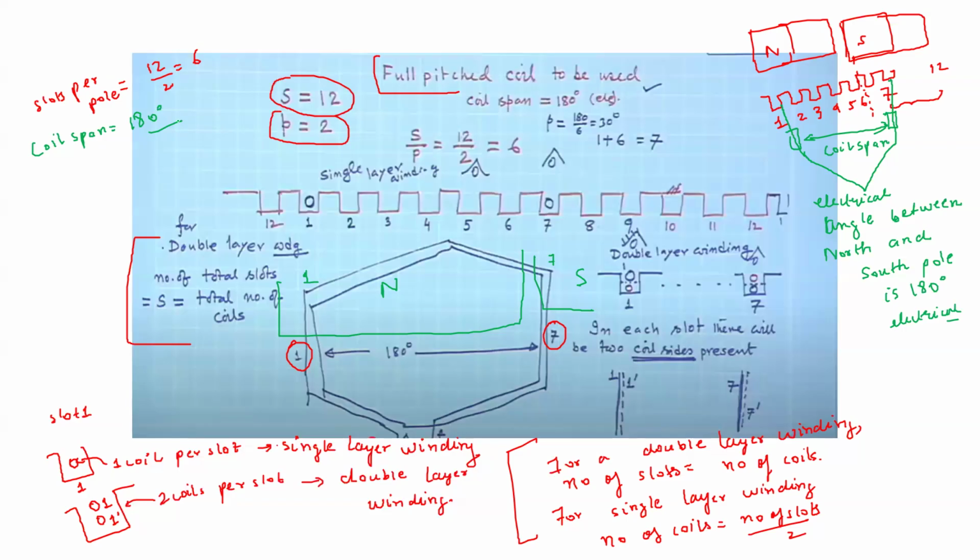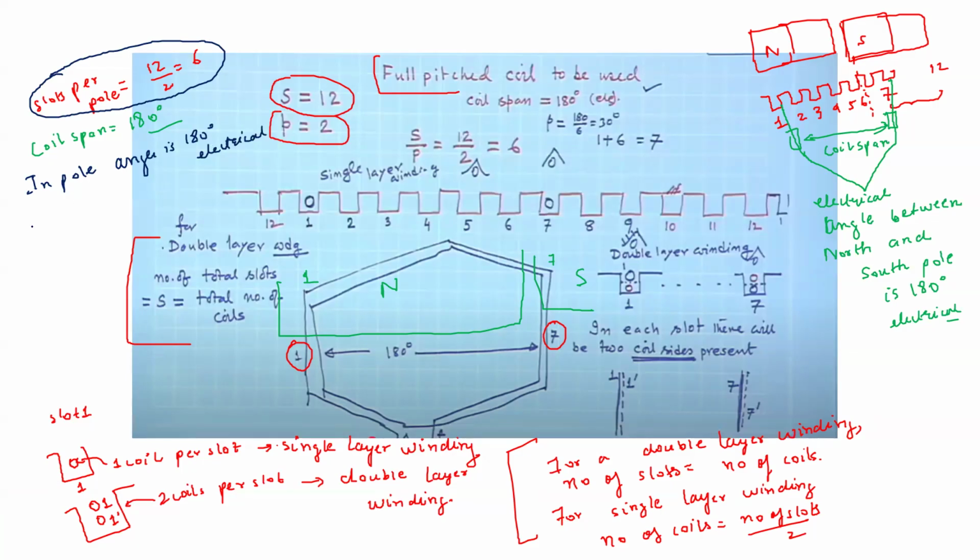What will happen if it is a short pitched coil? I'll give you a generalized way of finding this coil span, irrespective of whether your coil is full pitched or short pitched. So we have found slots per pole, and we know that in one pole the angle is 180 degrees electrical.